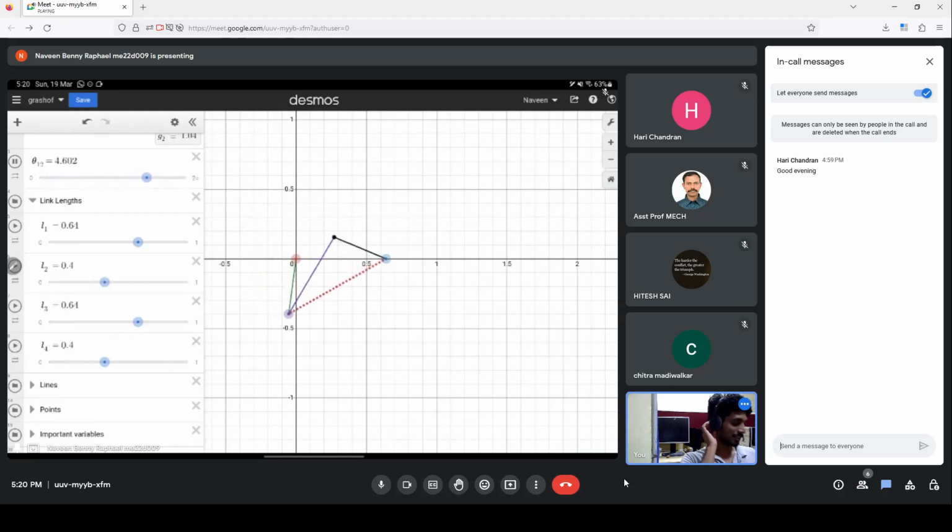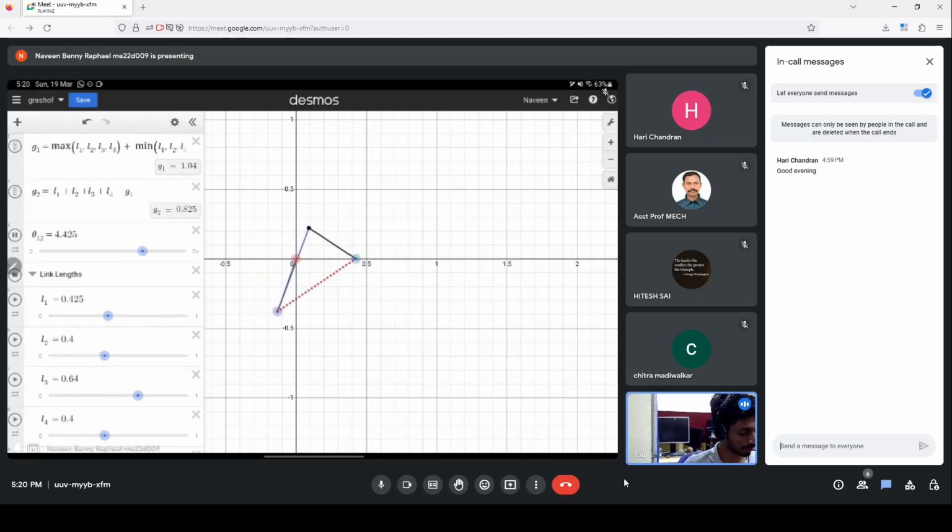Ideally I should have done the crank rocker thing using both keys. This was just a demonstration of the crank rocker and how Grashof's criteria shows you that if the sum of these, if G1 is greater than G2, then you will never be able to have a pure rotation at any angle.